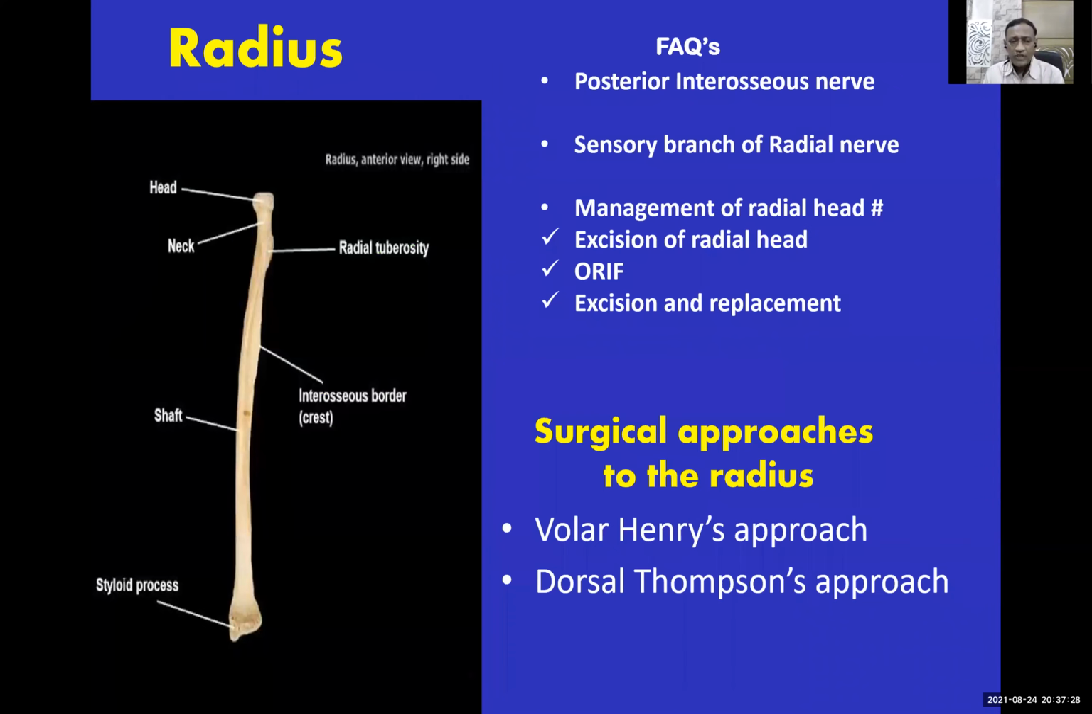Then the next one is the radius, which shows the various parts: head, neck, radial tuberosity, interosseous border, shaft, and styloid process. What is the frequently asked question about the nerves in relation? The most important is the posterior interosseous nerve. So you must know how you will protect this nerve while doing surgery on the proximal third of the radius.